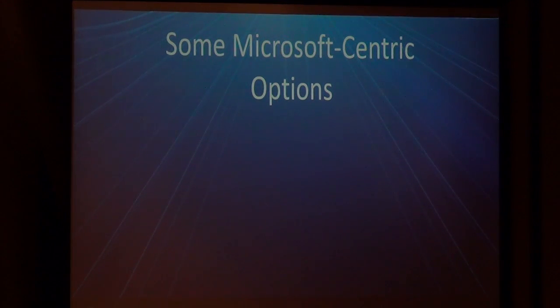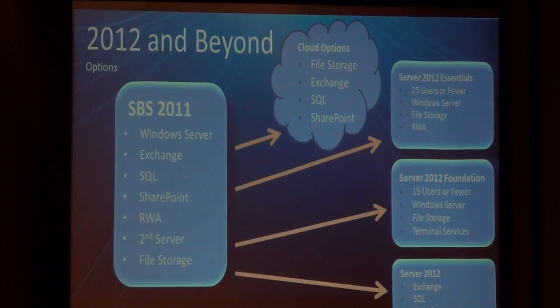So we're going to first start at Microsoft-centric options, okay? Over on the left is what's included in SBS, right? You get server, SQL, Exchange, so forth, and I include the premium stuff, the second server. Now, there are cloud options. You can go buy cloud storage from many, many people. You can buy cloud backup from many, many people. So it's not that you have to buy them from the Office 365 product line. There are lots of people selling this stuff.